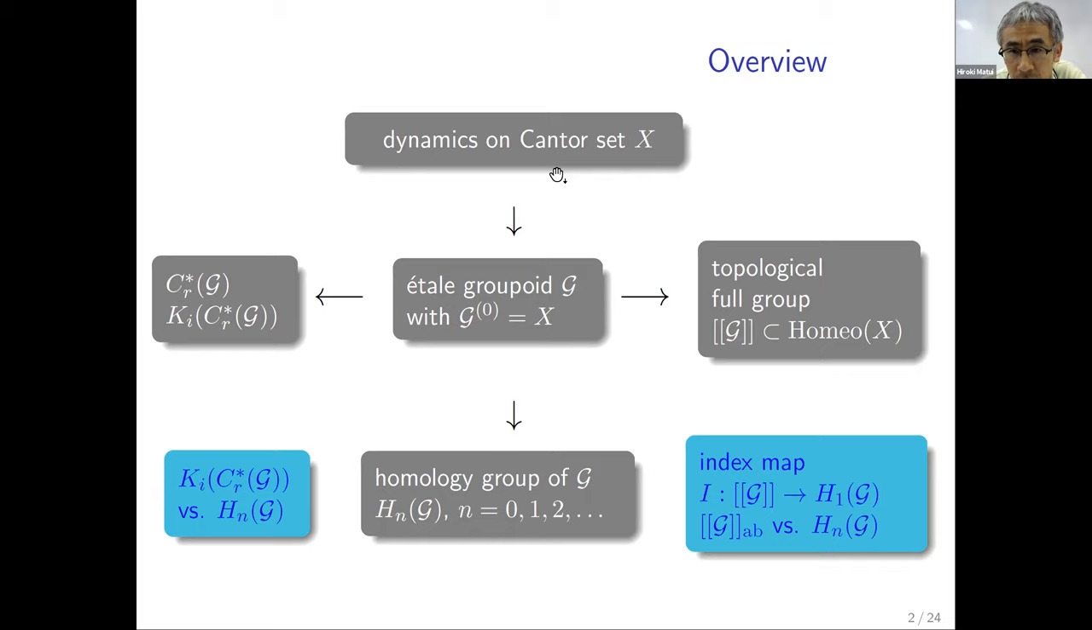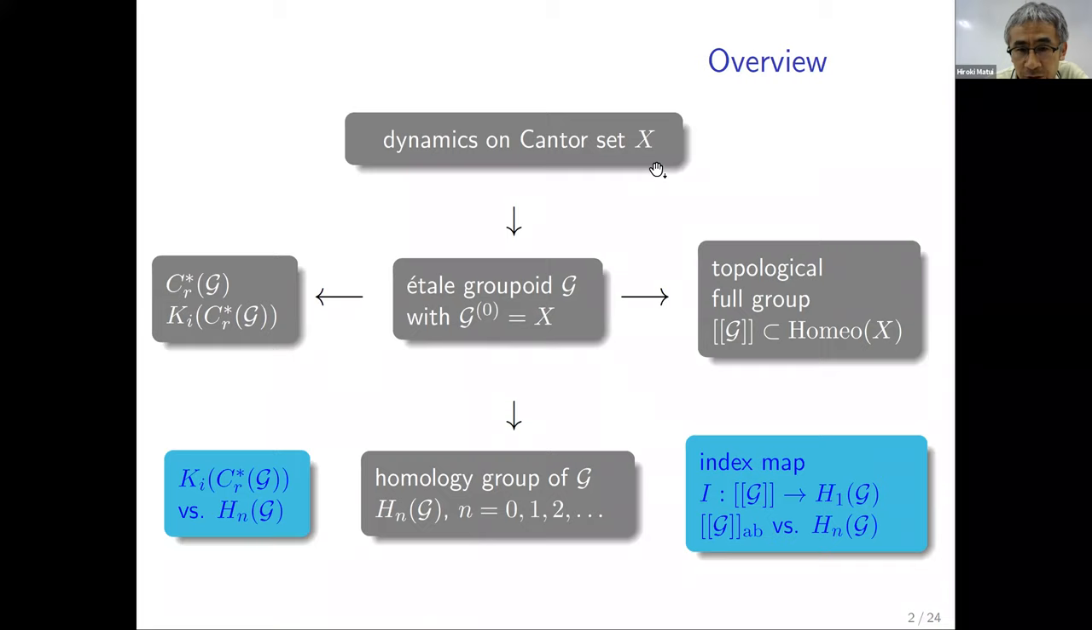Okay, yes. I'm interested in dynamical systems on Cantor set. And from dynamics, I construct an étale groupoid. It's a group-like object, and its definition is given later. But it has many units, and the units form a space. It's called the unit space, denoted by G0. And the G0 is homeomorphic to the original Cantor set X.